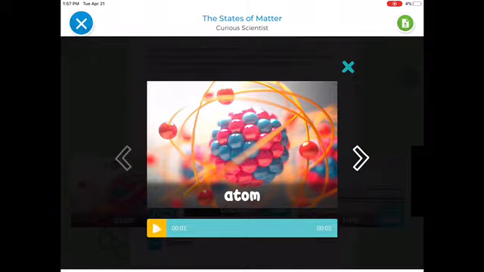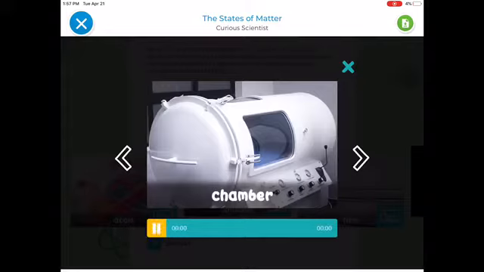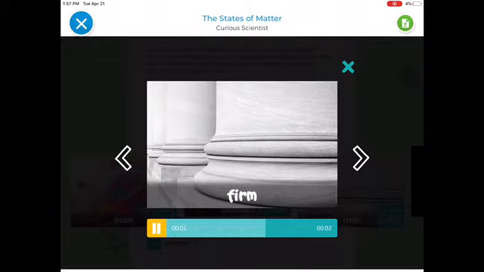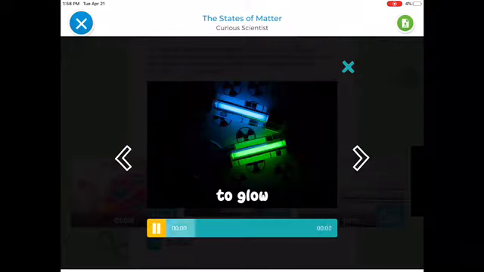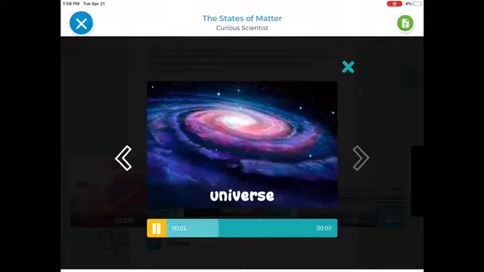Atom. Chamber. Firm. Steam. To glow. Universe.